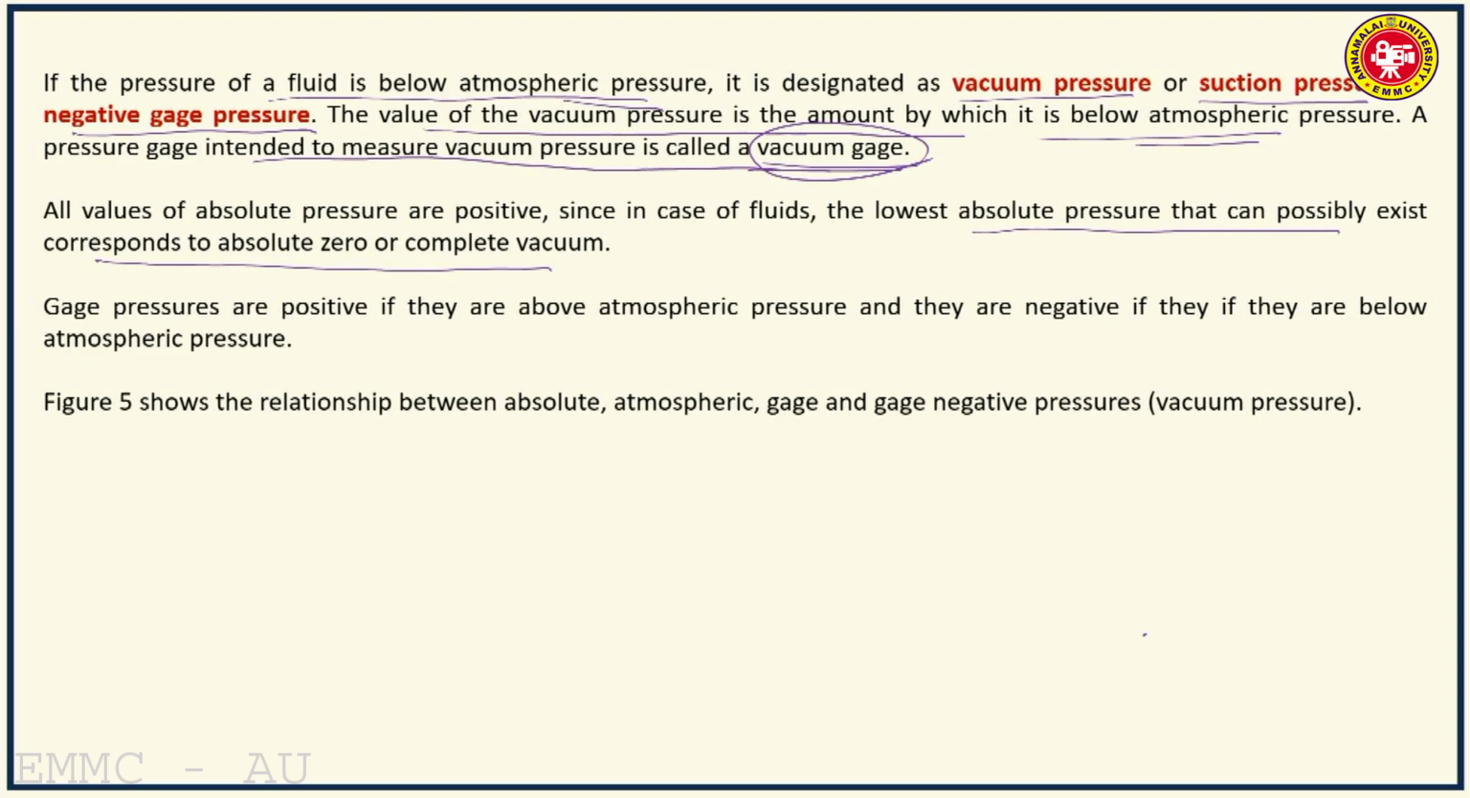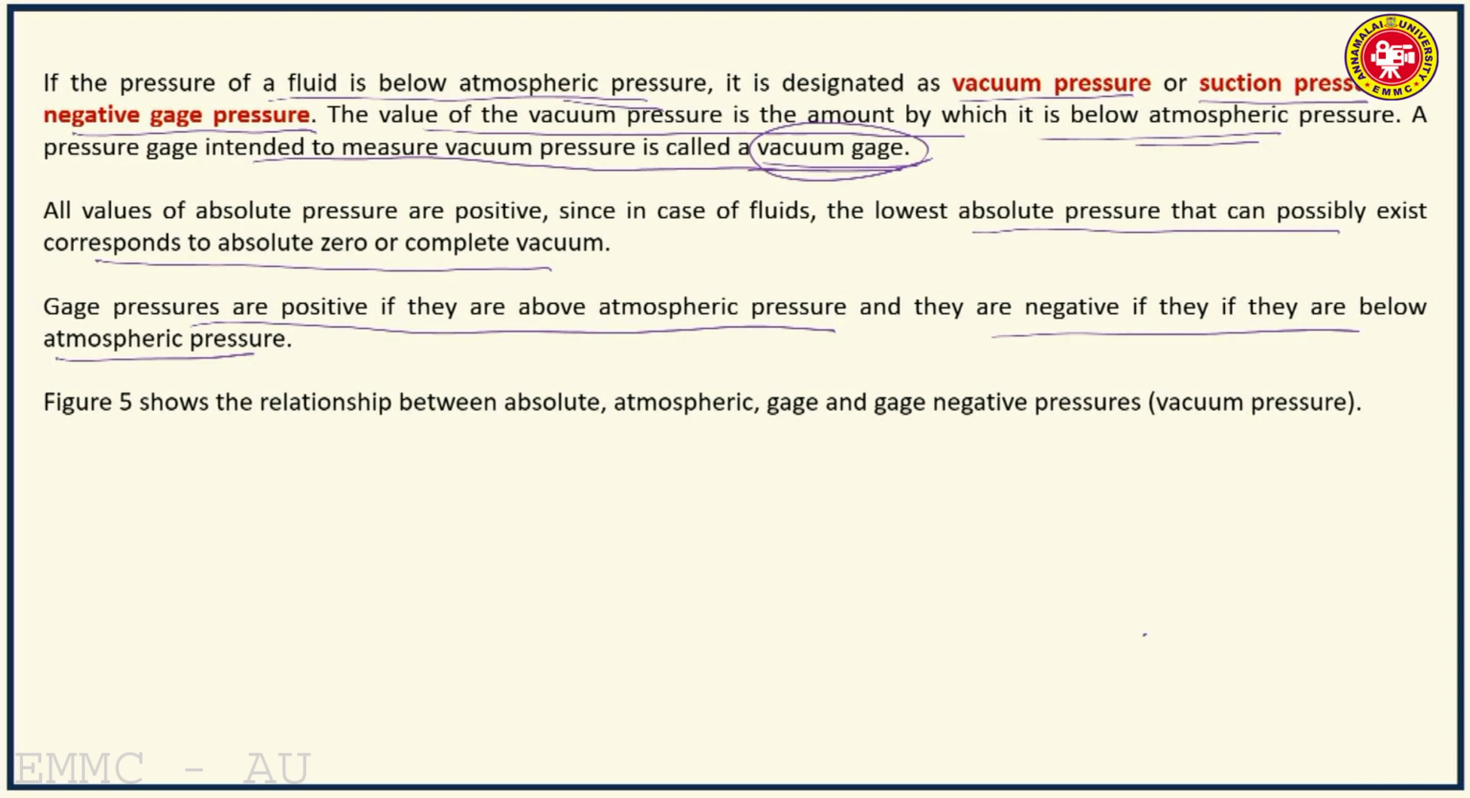So if you are taking absolute zero or complete vacuum as the datum, then absolute pressure at any point will always be positive, because the bare minimum pressure that you can measure at a point is only absolute zero or complete vacuum. So gauge pressures are positive if they are above atmospheric pressure, and they are negative if they are below atmospheric pressure.